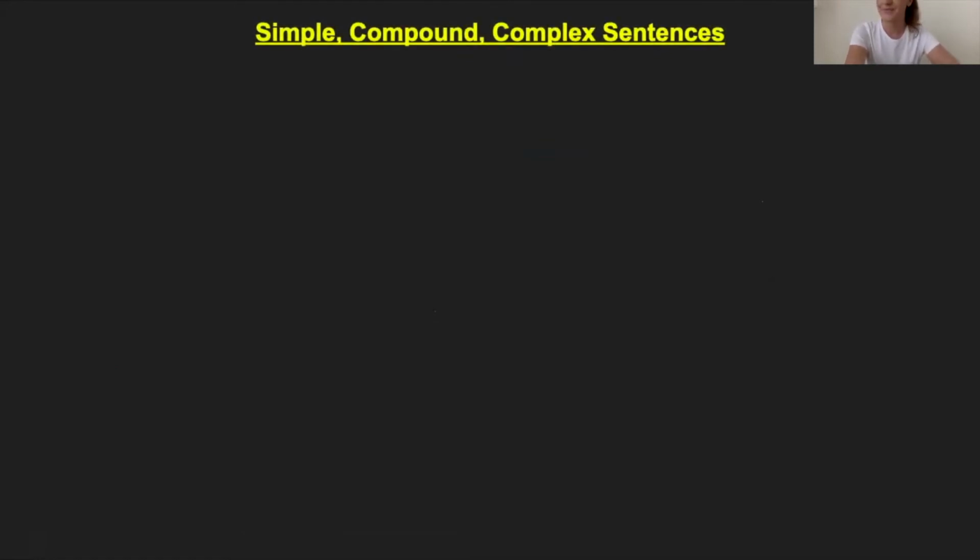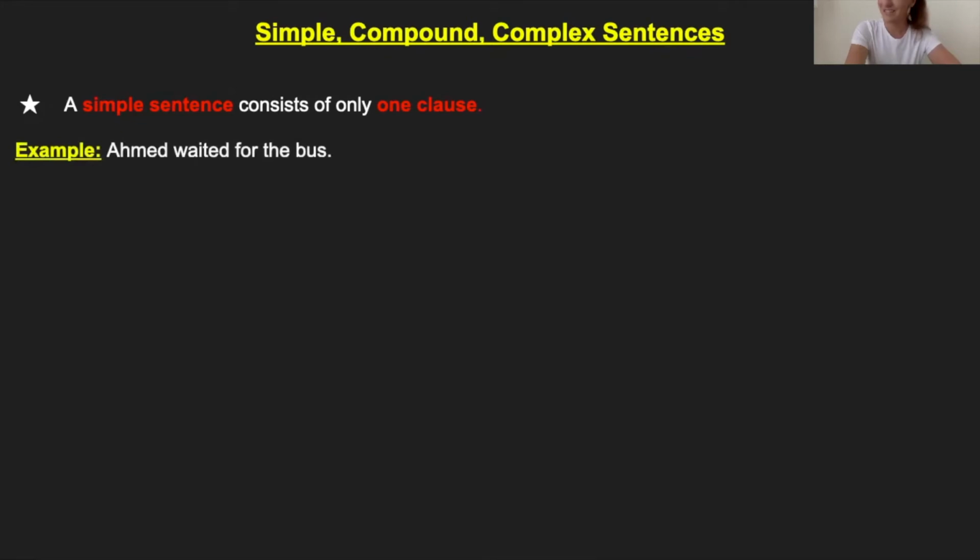So our next topic is simple, compound, and complex sentences. So firstly, do you know how to form a simple sentence? Or what is a simple sentence? Excellent. A simple sentence consists of only one clause. So an example, Ahmed waited for the bus. A compound sentence consists of two independent clauses.